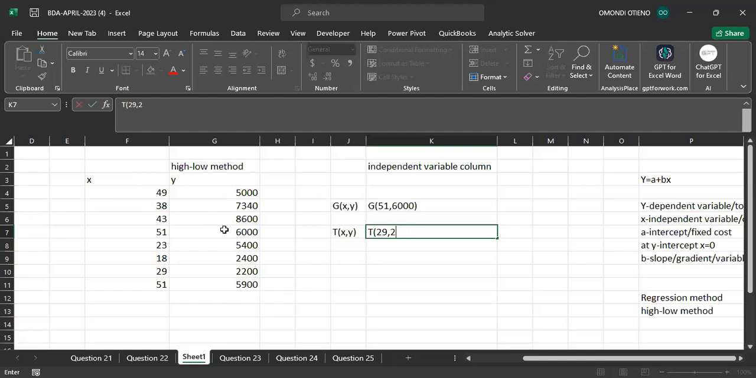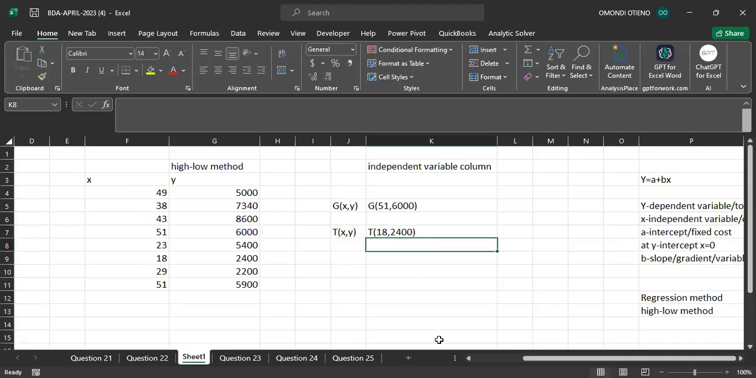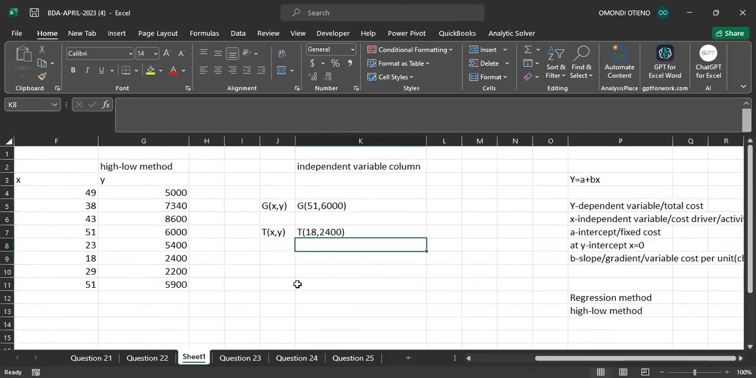So it will not be 29, 2,200. It will be 18, since 18 is the lowest in column X, comma, the amount corresponding to it, 2,400. Then you close the bracket. So we've been able to pick the pairs of the highest value and the lowest value. Once that is done, you start by giving us the slope.